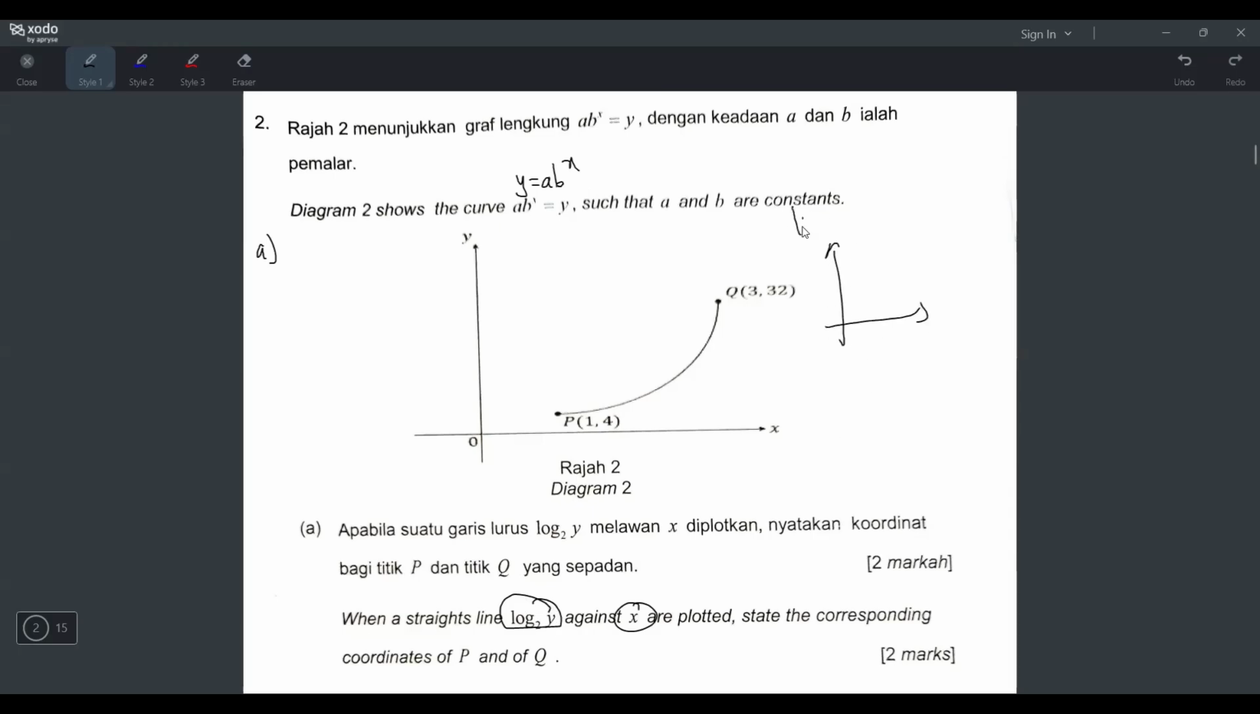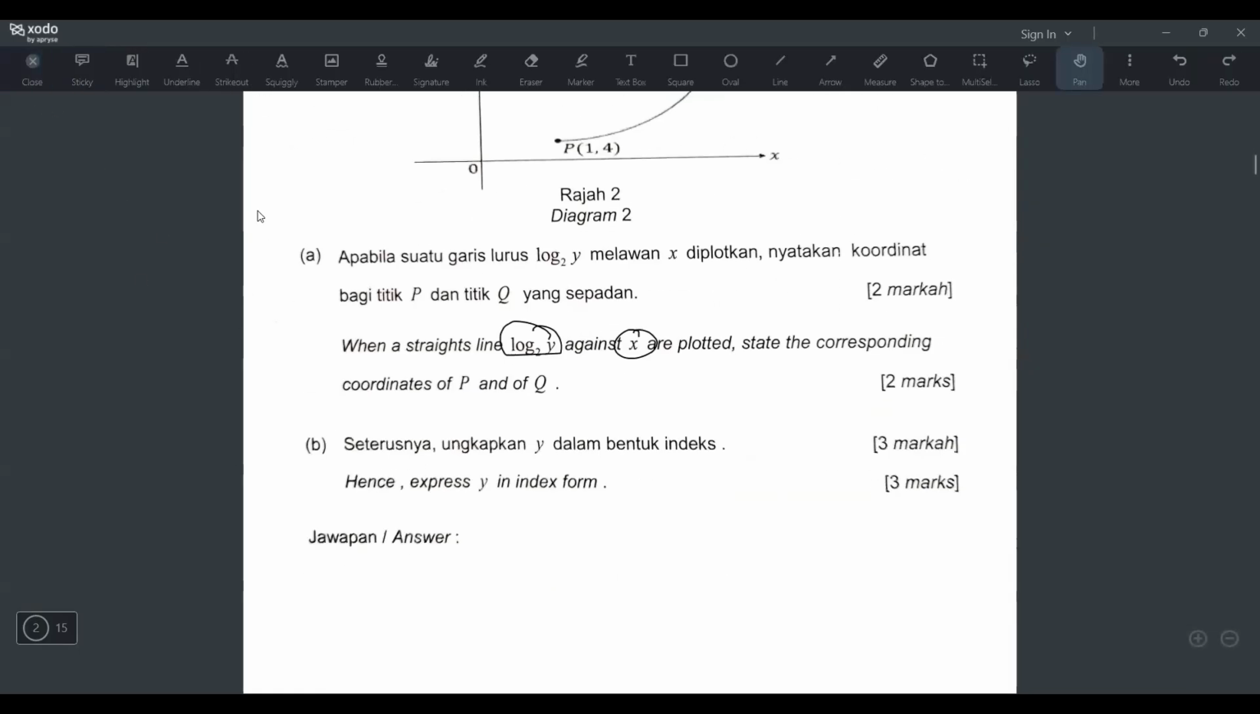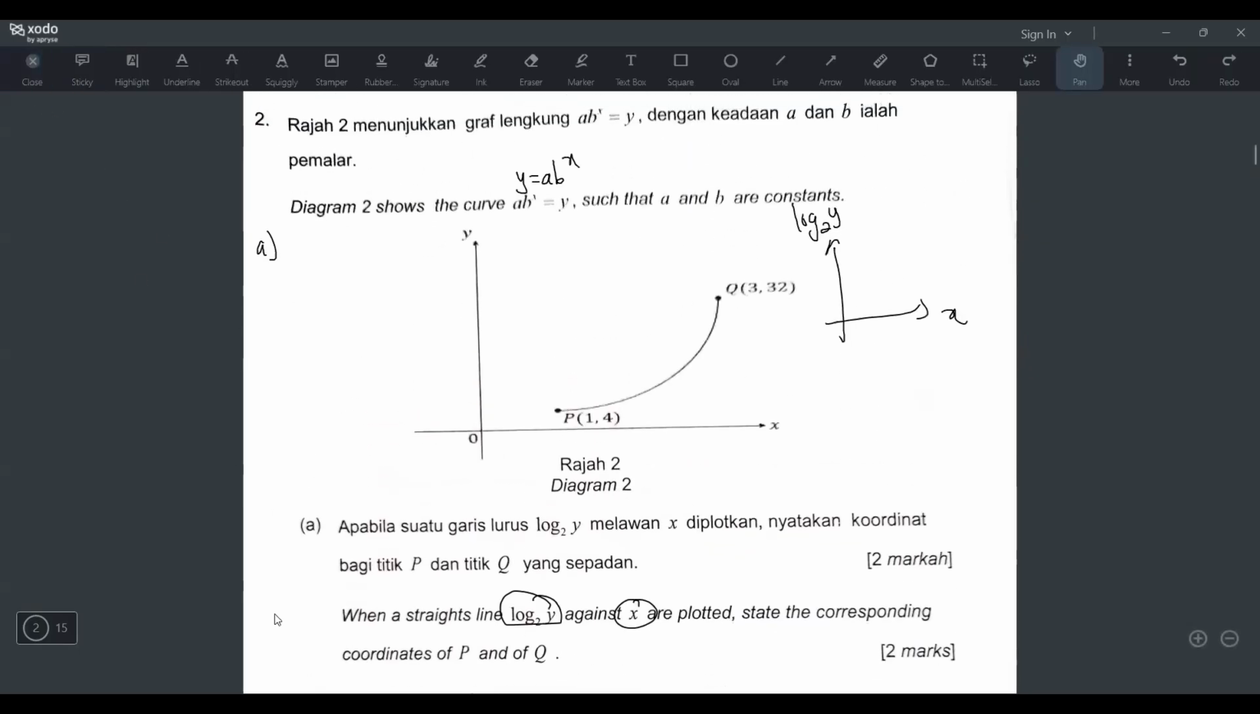When the y-axis is log y base 2 and the x-axis is x, you will get a straight line. Okay. But they want to find the corresponding coordinates of p and q, right? So I think if I want to do that, I have to change my equation to linear form first. Okay, actually, no need also can. If you don't change, can also, right? But I recommend changing it because later when you do B, you need to change also.